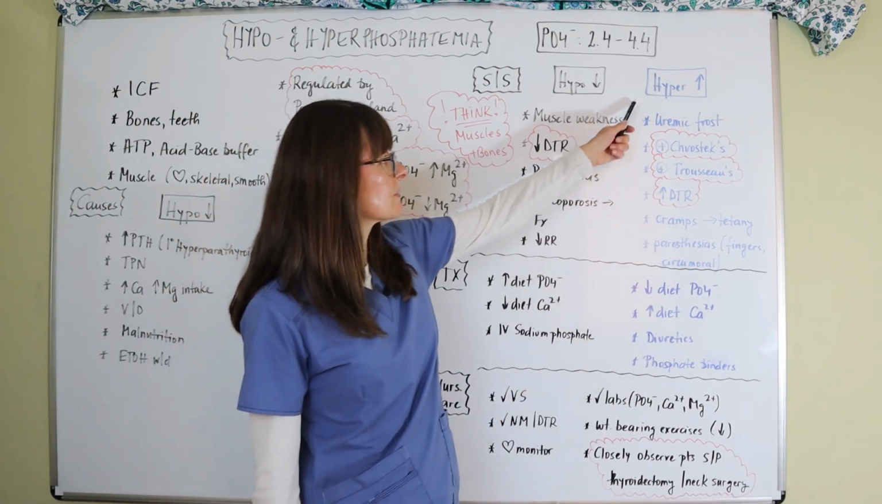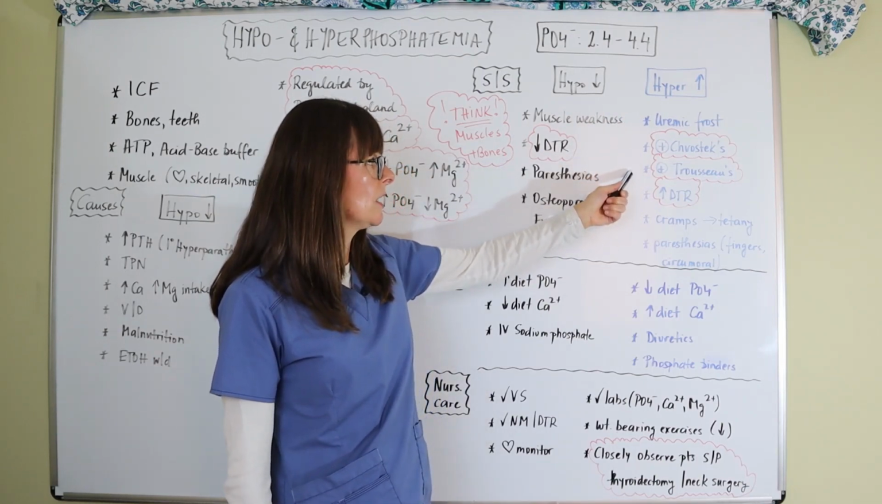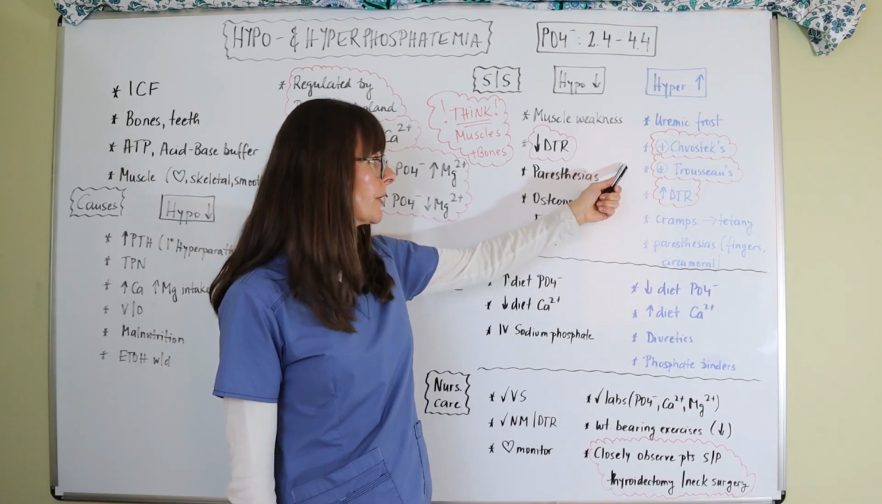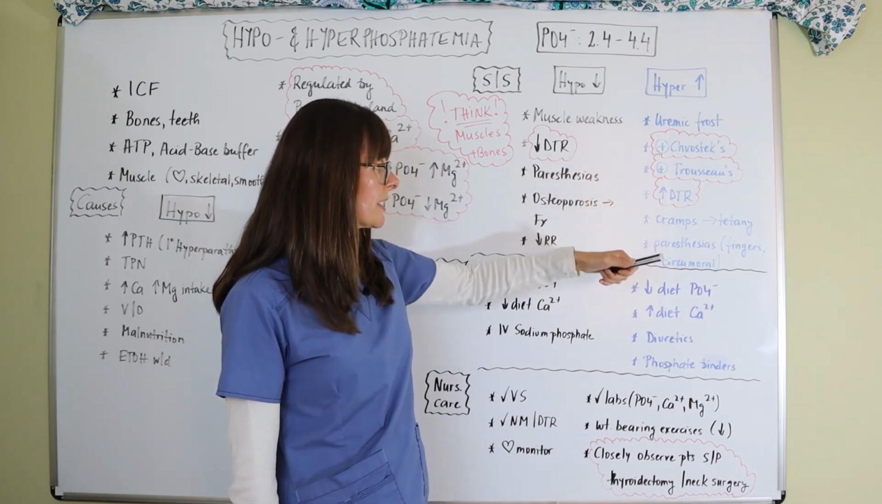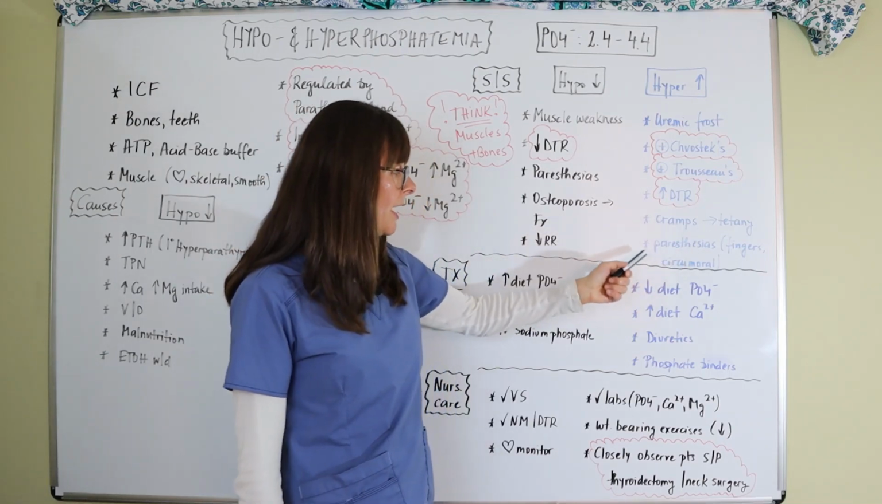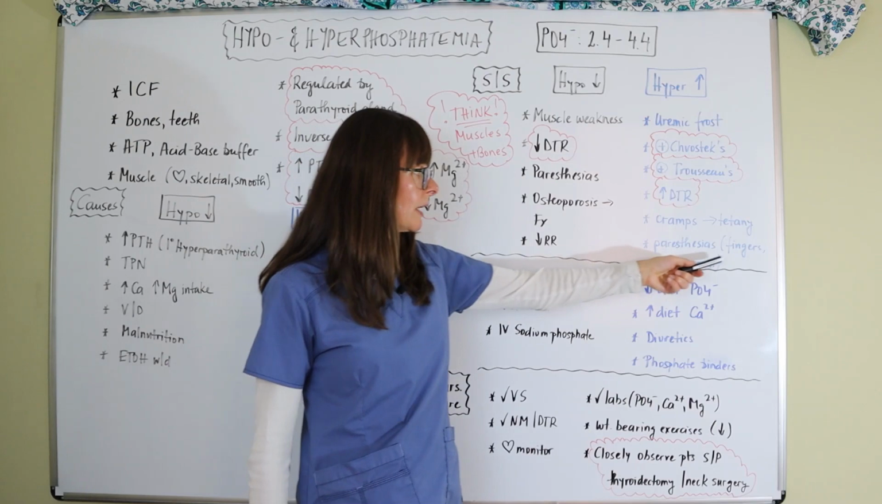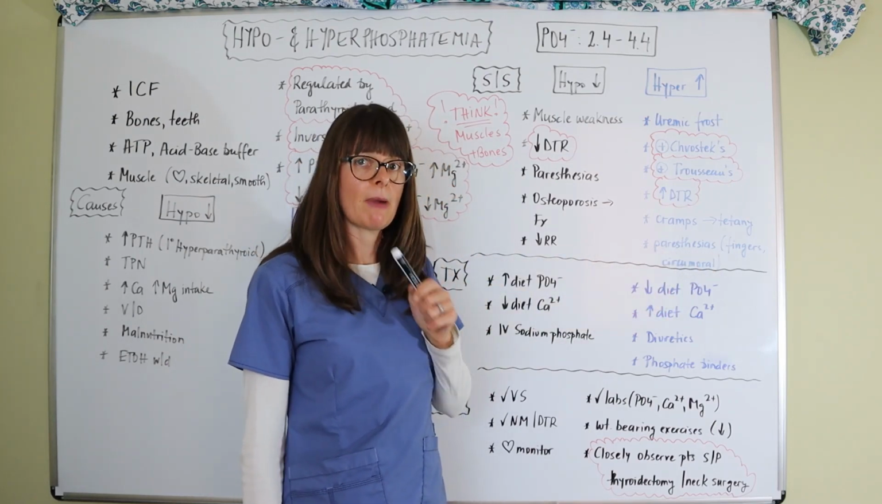With hyperphosphatemia, we also need to think about positive Chvostek and Trousseau sign. So look up those signs if you're not familiar. It can lead to an increase in deep tendon reflexes as well as muscle cramps all the way to tetany. And then paresthesia, specifically in the fingers and circumoral, so around the mouth.